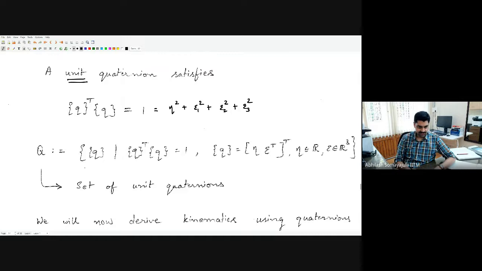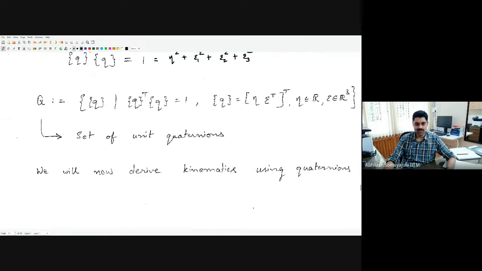The last thing we defined last class before we left off was the set Q. So we defined Q as the set of all unit quaternions. So all quaternions which are parameterized by 4 parameters such that Q transpose Q is equal to 1 are known as the set of unit quaternions. So just like we have the set of real numbers, we also have the set of unit quaternions, which will come in handy when we want to talk about representation of orientation using quaternions.